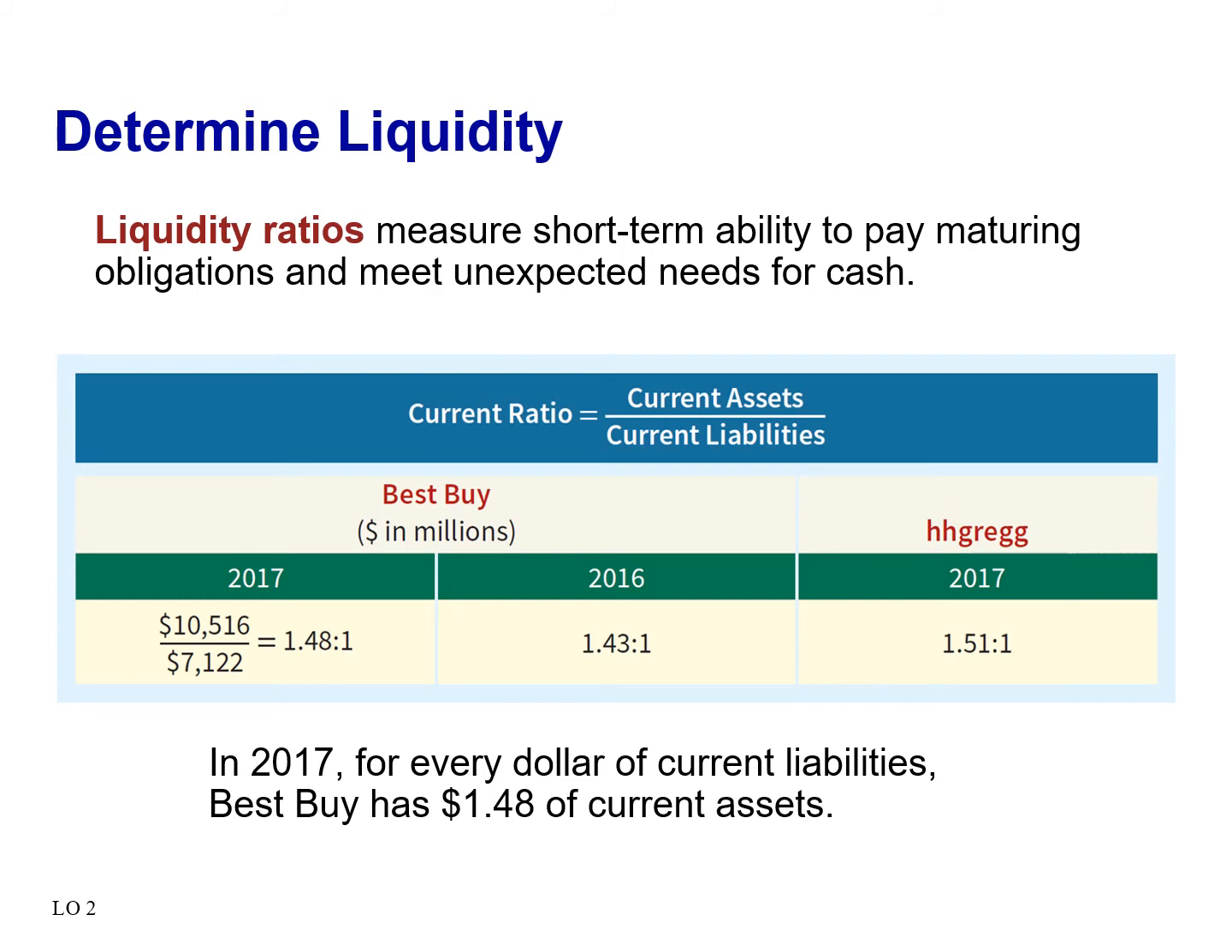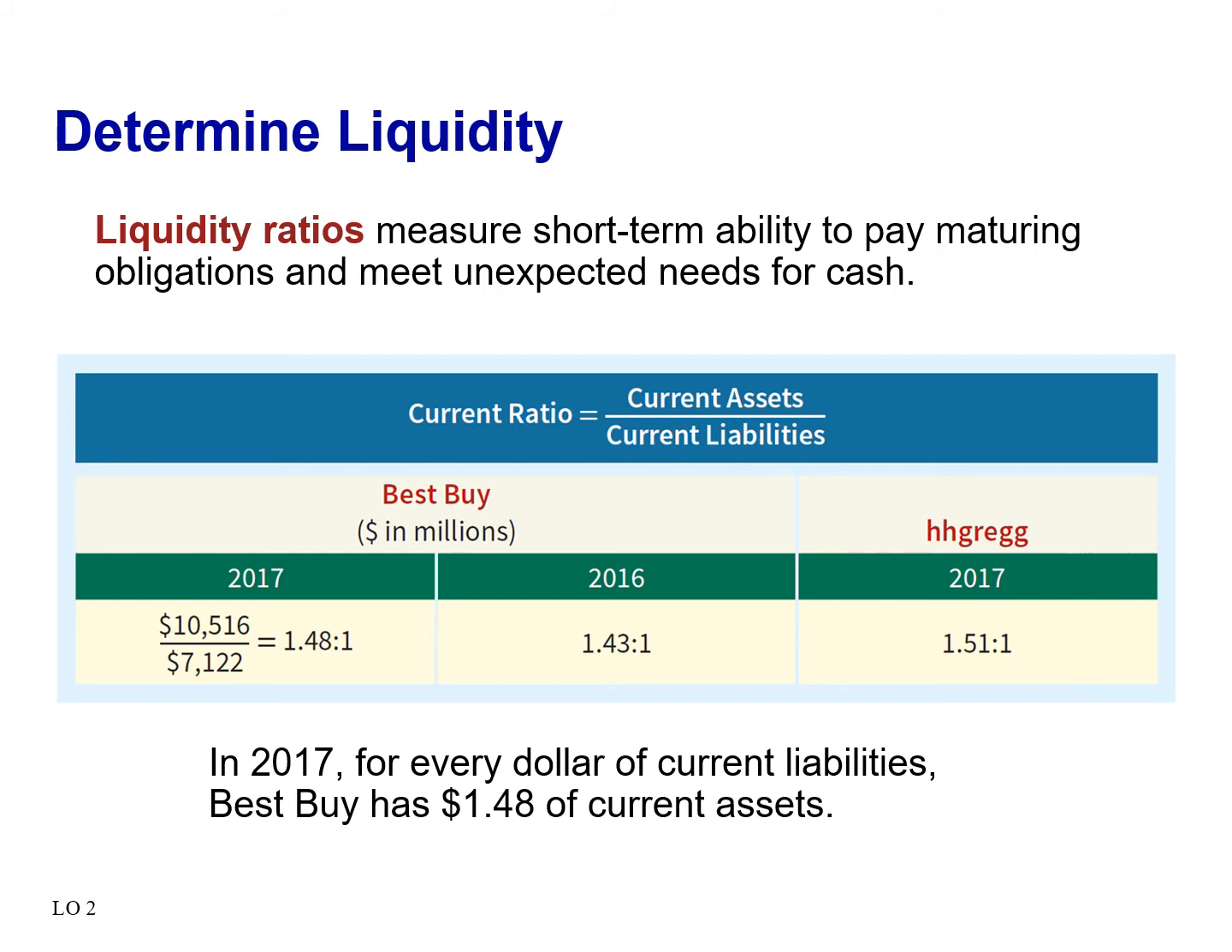Liquidity ratios measure short-term ability to pay maturing obligations as well as meet unexpected needs for cash. One liquidity ratio is the current ratio, which measures the relationship between current assets and current liabilities. Current assets are in the numerator and current liabilities are in the denominator. A comes before L, so I like to think of assets as on top and liabilities as on the bottom, or in the denominator. The current ratio is a more dependable indicator of liquidity than working capital.